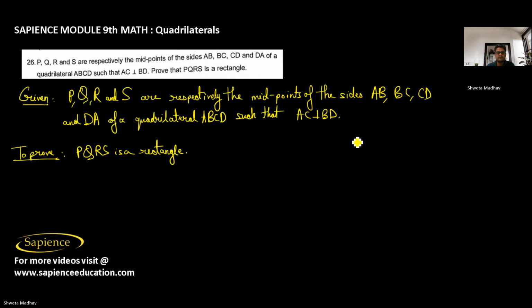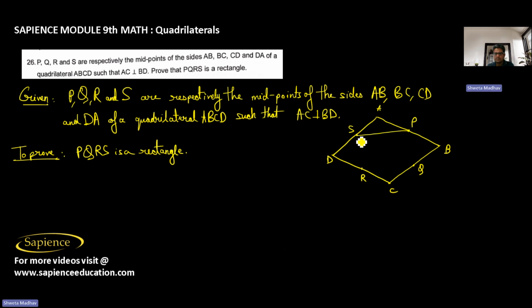So AC is perpendicular to BD. We have to draw the quadrilateral ABCD. ABCD is the quadrilateral, and P is the midpoint of AB, Q is the midpoint of BC, R is the midpoint of CD, S is the midpoint of AD. So we have to prove that this PQRS is a rectangle, and it is given that AC is perpendicular to BD.